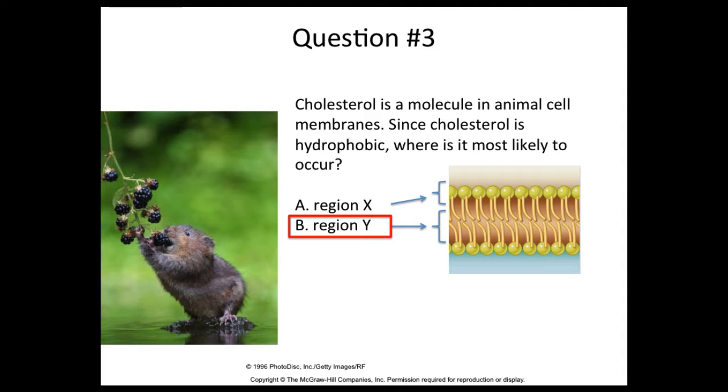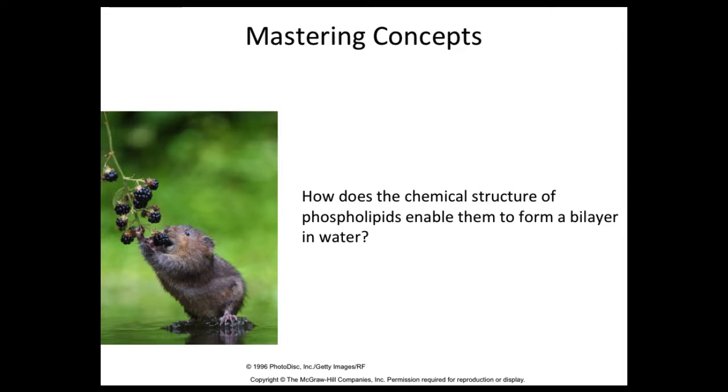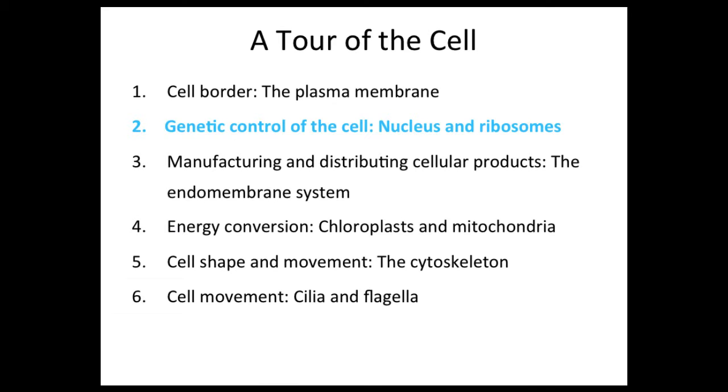It's B, which is that region in the tail part of the phospholipid bilayer. Because remember, the tail region is where we find the hydrophobic zone. When we're studying for the exam, make certain that you understand the chemical structure of phospholipids and how it enables them to form a bilayer in watery environments.